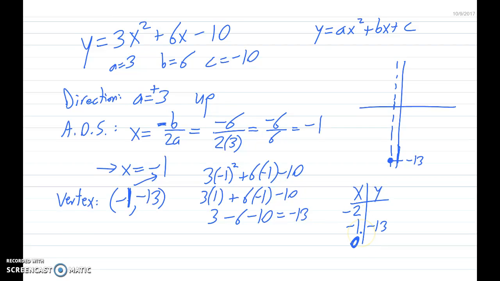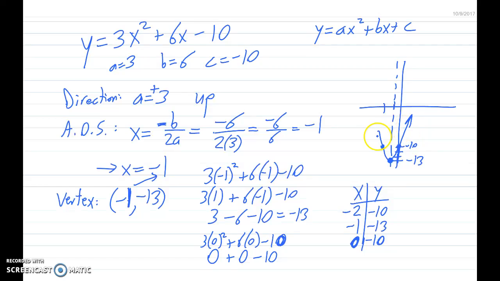So I would pick the easier of the two numbers to plug in. I would pick 0. Either one you pick should give you the same y value, though. If they don't, your vertex might be wrong. So if I plug in 0, obviously this goes to 0, this goes to 0, and then minus 10. And both of them will have the same y coordinate. So I'm going to go up a couple. Here's negative 10. So 0, negative 10, and negative 2, negative 10. So here is my parabola. Just try and draw the best U-shape that you can.